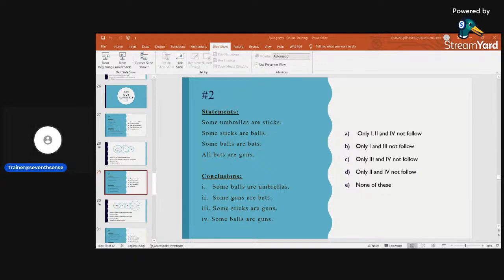option B, only 1 and 3 not follow. Okay, so here 2 and 4 follow, but in the options, we can select like only 1 and 3 do not follow. Is it clear? So this is the third one.